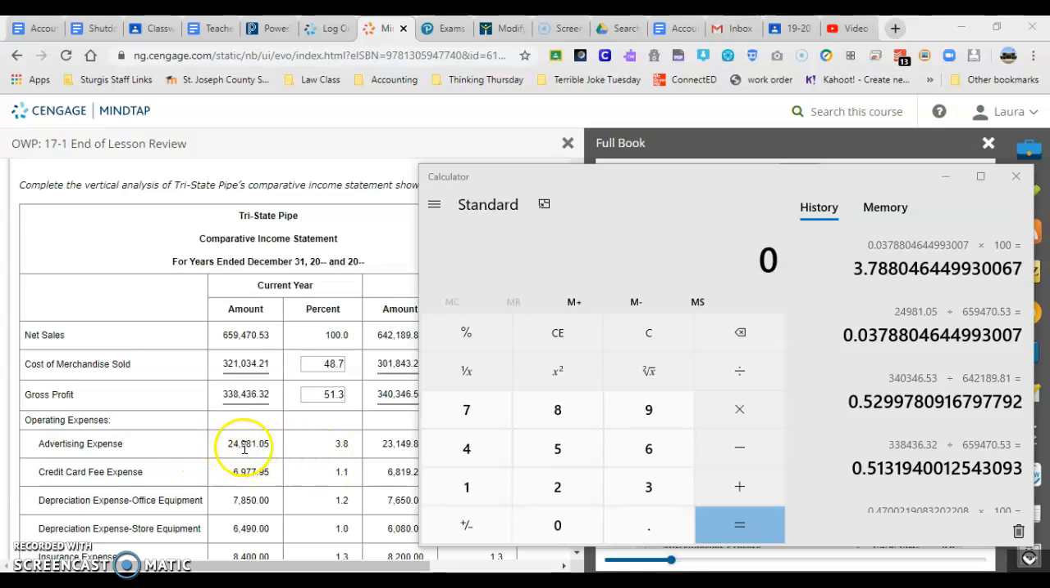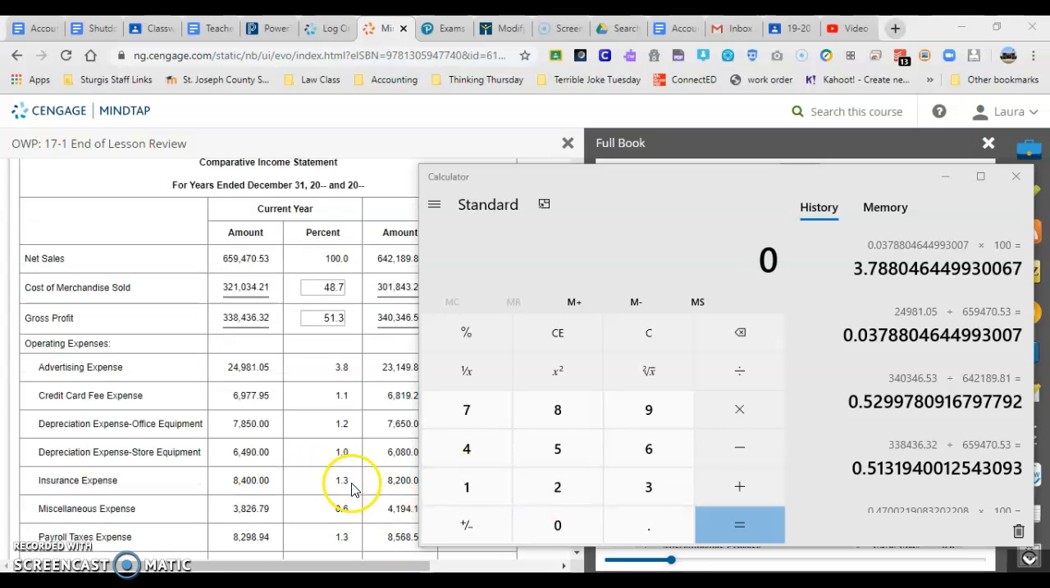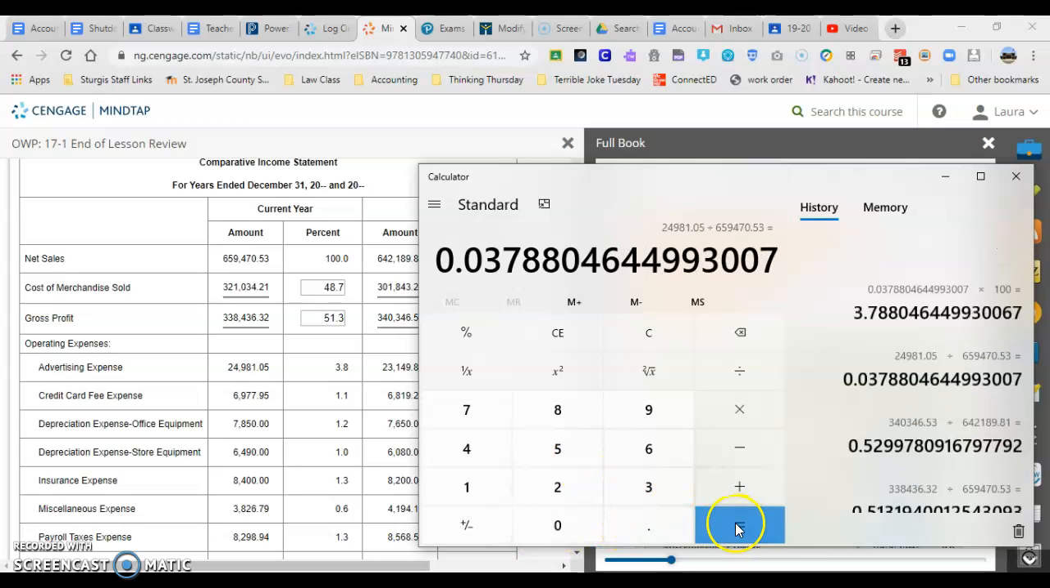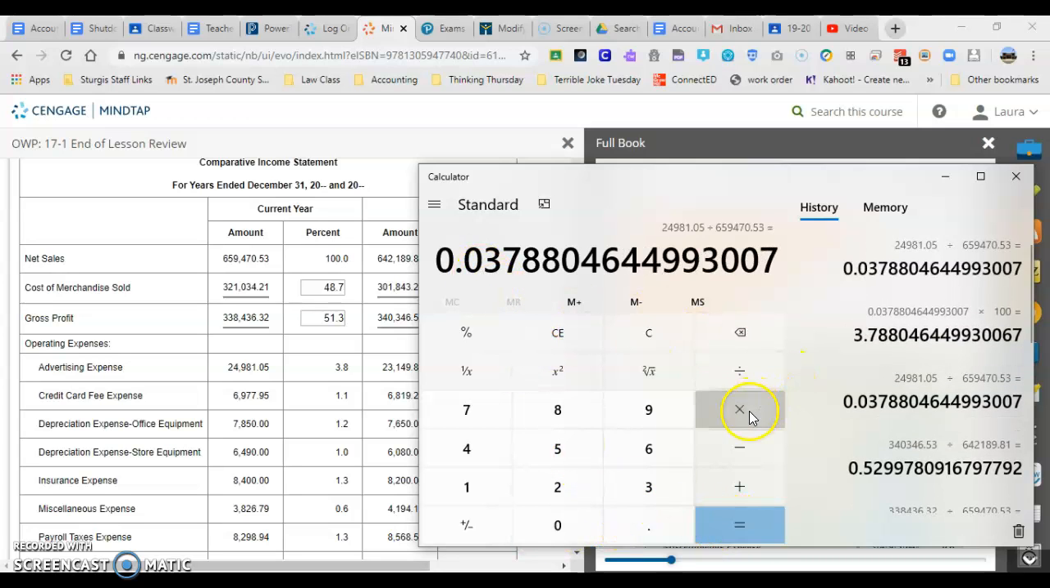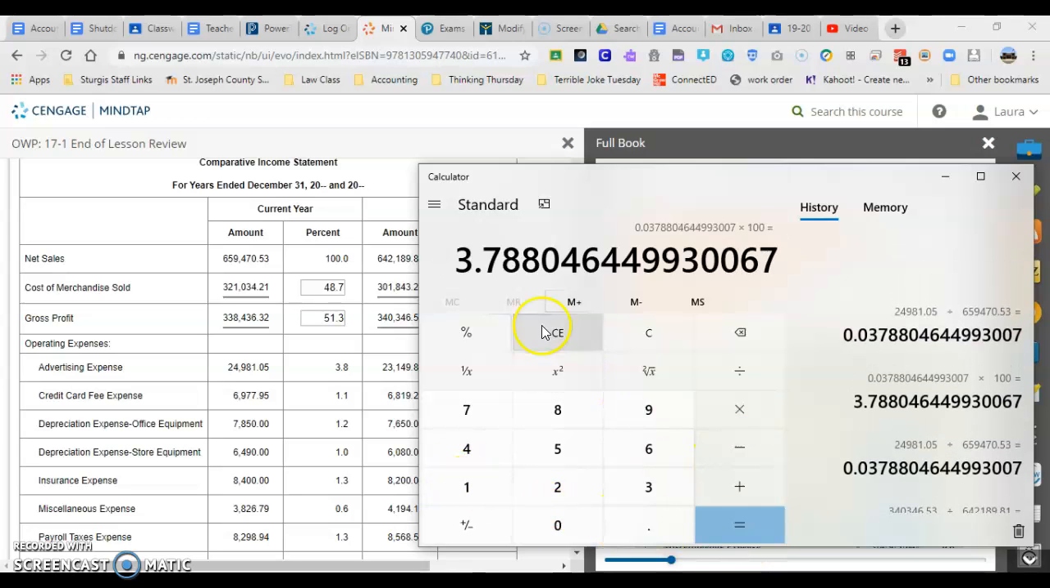Okay, so the operating expenses, how you get those are the same way. You're going to divide, because we're doing a vertical analysis, we're going to divide the expense by the net sales. So how they got this one is 24,981.05 divided by their net sales again. And then I'm going to times this by 100. So 3.8% is how much they're advertising.